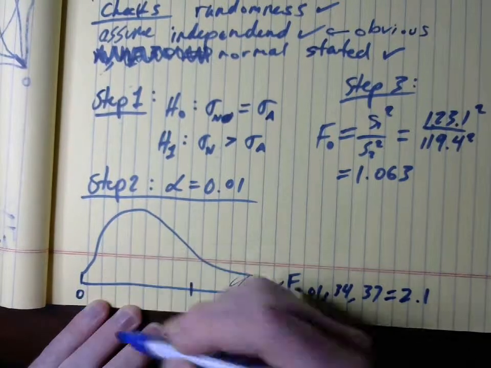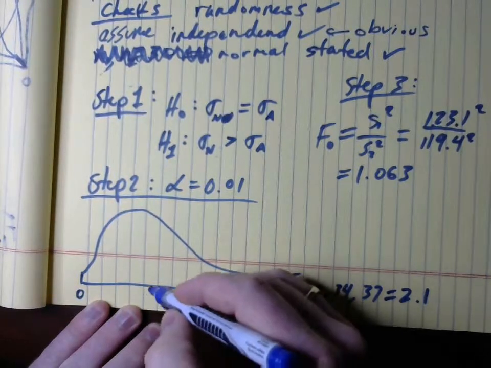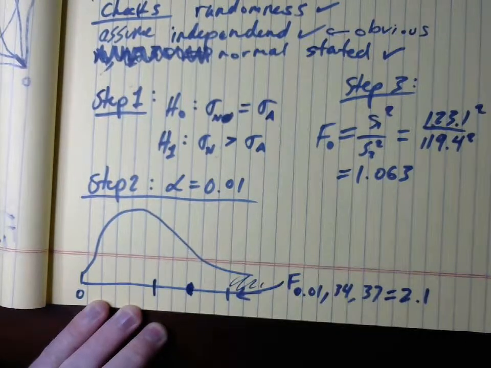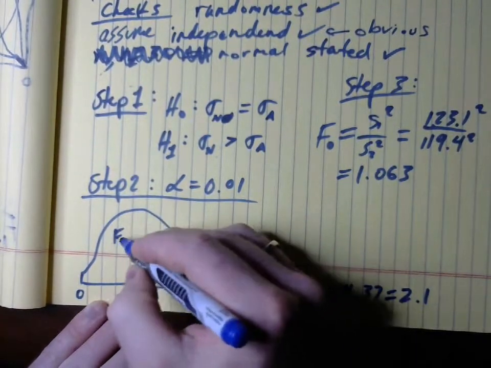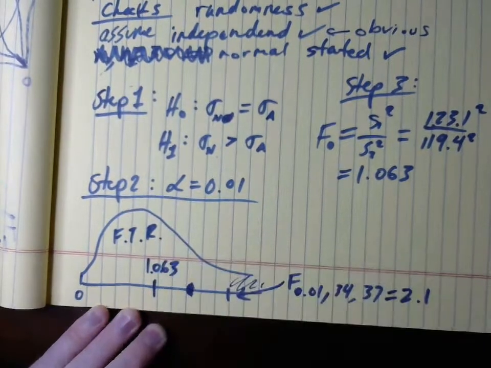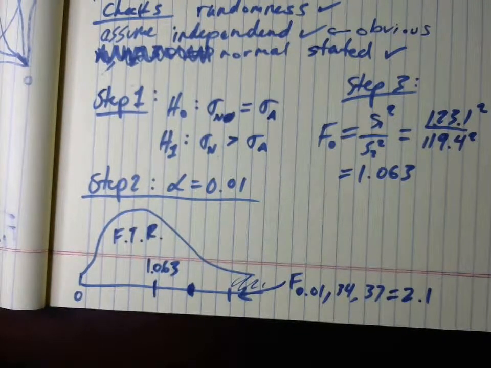Actually, 0 is over here, so that would be more accurate to be right around there. And that would be 1.063. And this would be the fail to reject region.